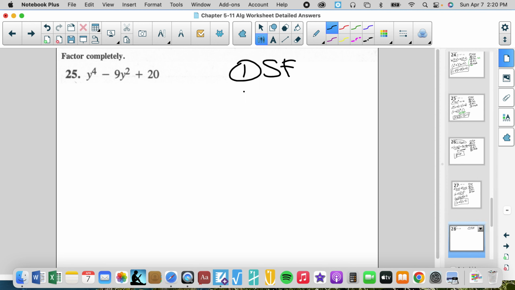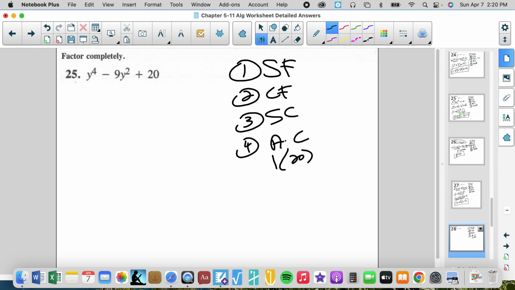Standard form, yes. Common factor, no. Special case, no, not a perfect square. A times C, yes. 3 terms. A is 1, C is 20, which is 20. Factors of 20 are 1 and 20, 2 and 10, 4 and 5. Signs are the same, both negative.